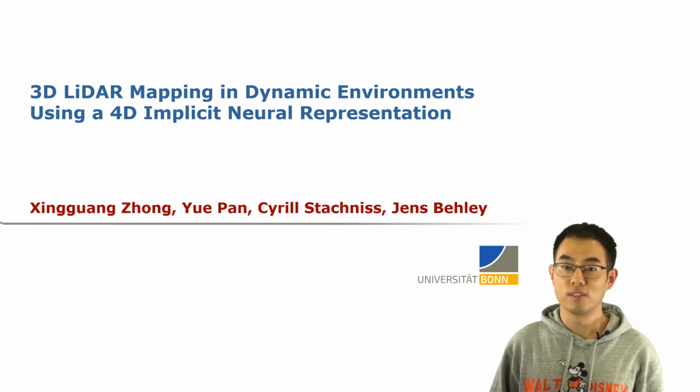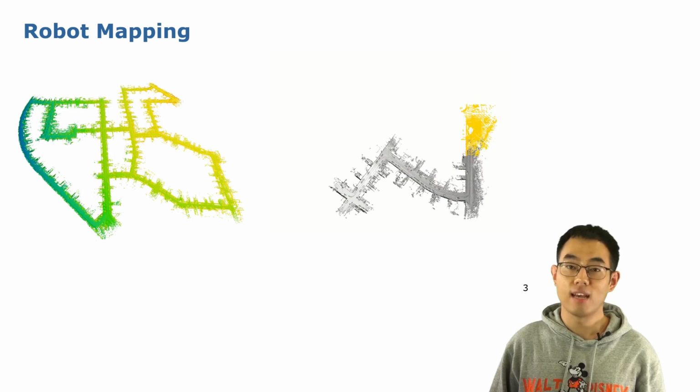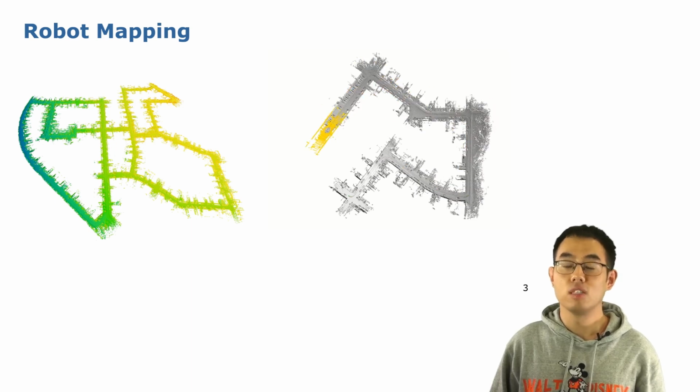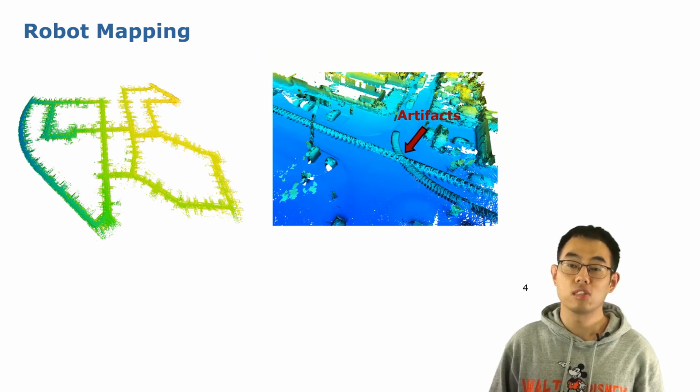Today, I will present our recent work, 3D LiDAR mapping in dynamic environments using a 4D implicit neural representation. Building accurate maps is an important task for autonomous driving and mobile robots. Traditional methods always fuse scans from different time steps into a 3D map representation. However, if the environments contain dynamic objects, they may leave artifacts in the map, which can be harmful to downstream tasks such as localization and planning.